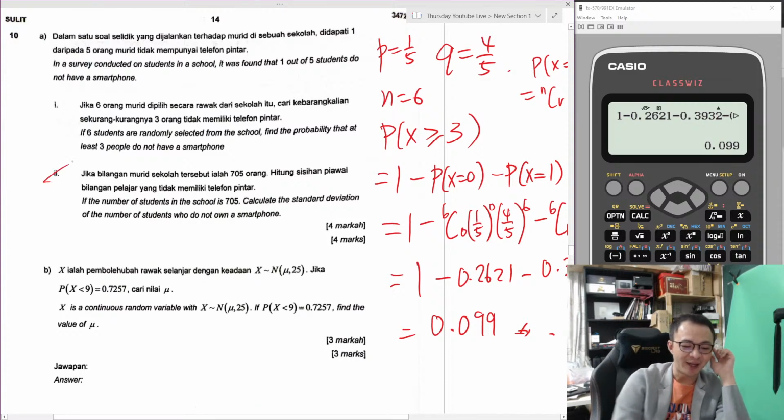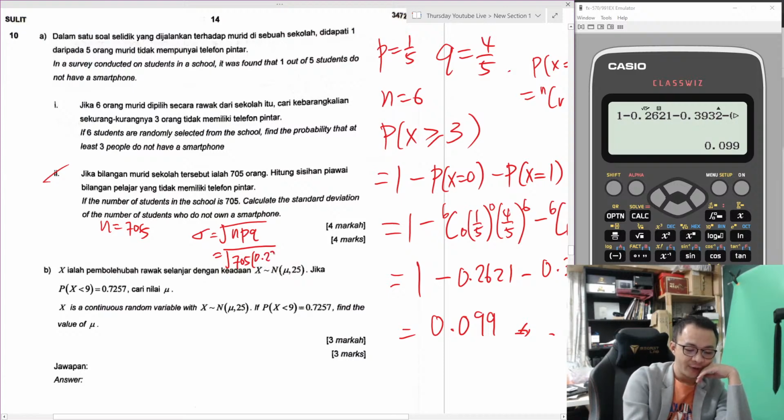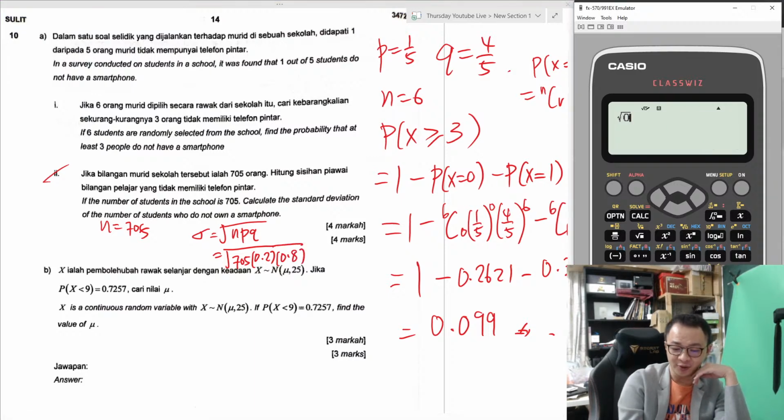Okay, we go to part 2. If the number of students in the school is, so n equals 705, calculate the standard deviation. We know the standard deviation is square root of npq. So square root of n times p, 1 over 5, or 0.2. q is 0.8. So square root of 705 times 0.2 times 0.8. So my standard deviation should be 10.62.